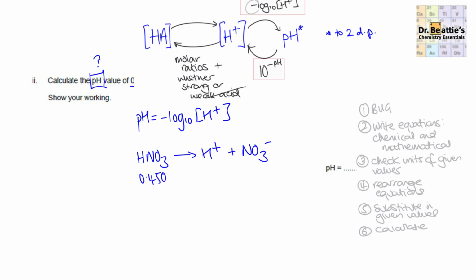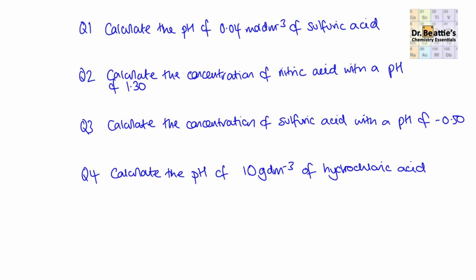0.450 moles per decimeter cubed of nitric acid, we get 0.450 moles per decimeter cubed of the H+ concentration, because it's a 1-to-1 ratio. With that, you then input that into our pH calculation, and then we get our value of 0.3467, etc. And we're just going to round that up to get 0.35.